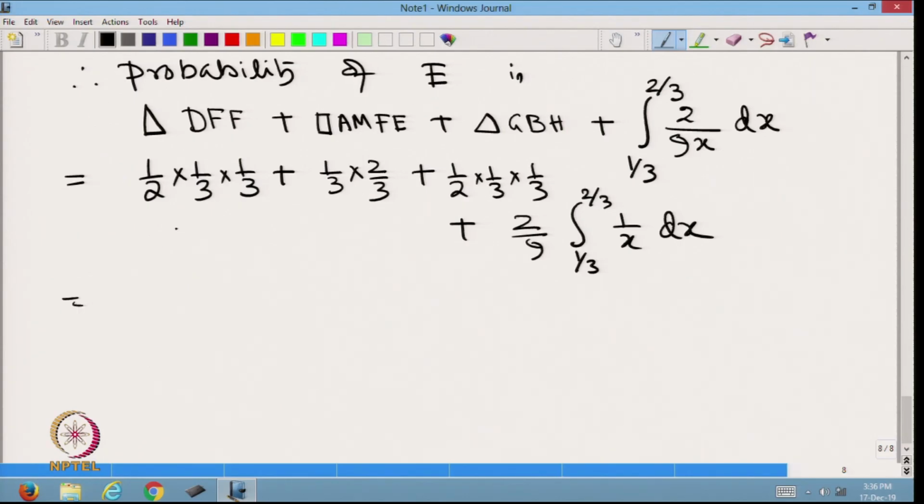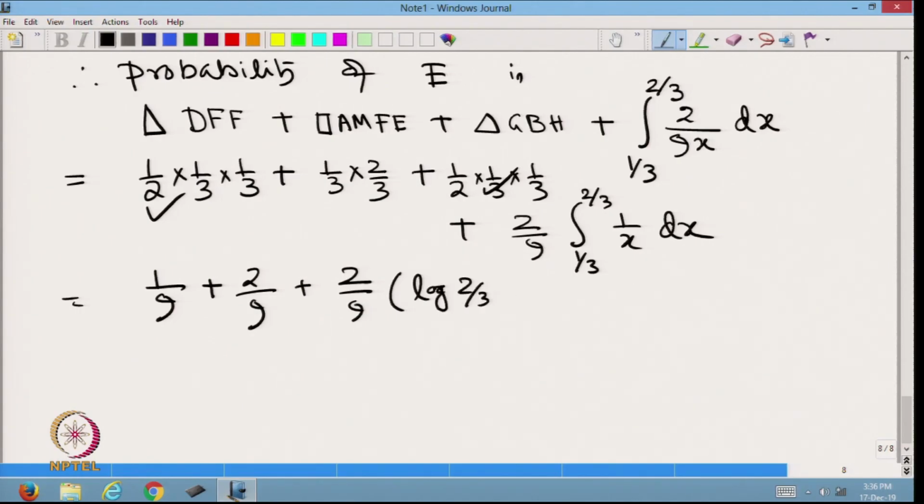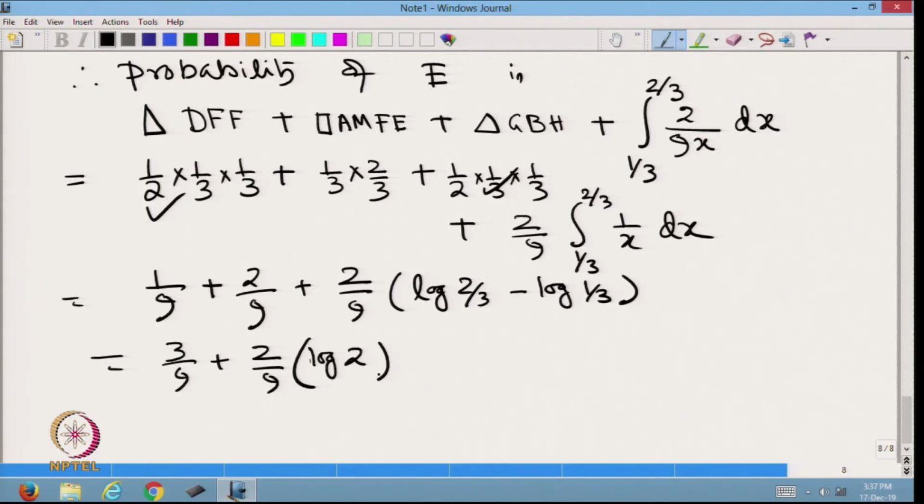is equal to this plus this will give me 1 by 9 plus this will give us 2 by 9 plus 2 by 9 integration of 1 by x is log x. So, it is going to be log 2 by 3 minus log 1 by 3, which is equal to 3 by 9 plus 2 by 9 into log of 2. So, this is the answer.